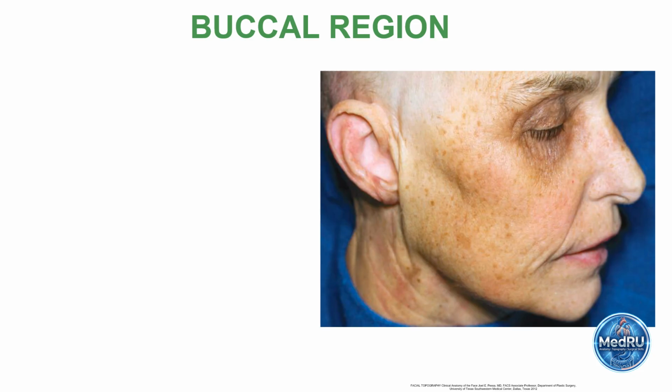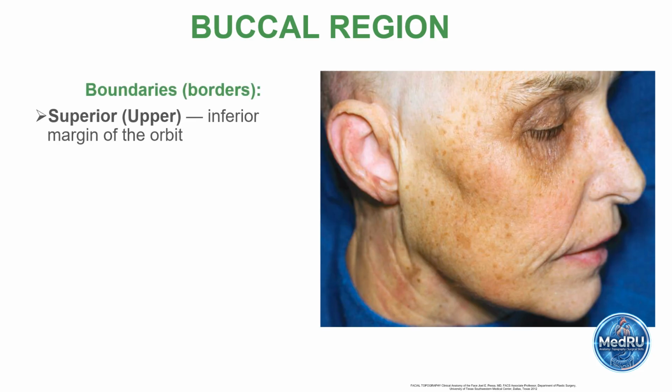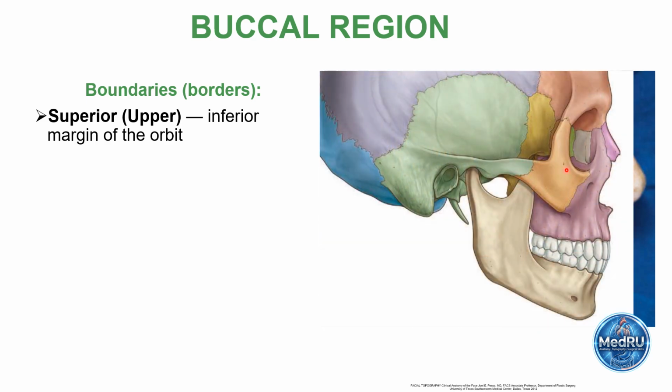The superior border of the buccal region is the inferior margin of the orbit, the infraorbital rim, which is formed by the zygomatic bone, the flat part of the cheekbone. The zygomatic arch, that bony bridge extending back toward the ear, is not part of the buccal region. It forms the superior border of the parotid masticatory region behind it.